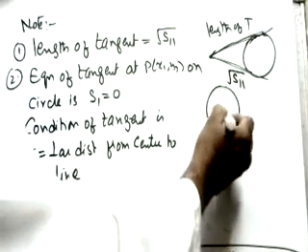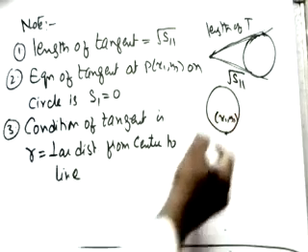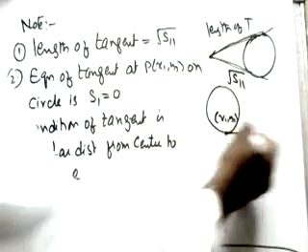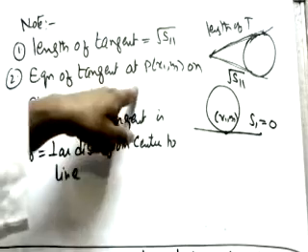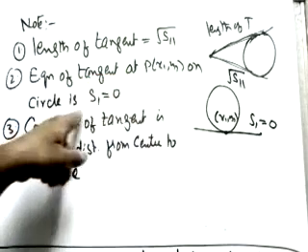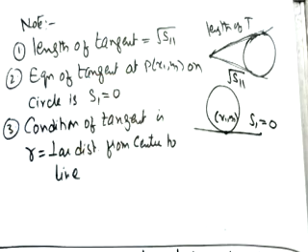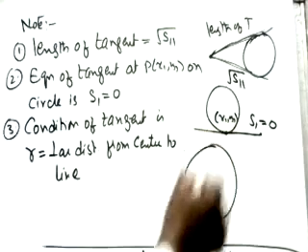Suppose we are having a circle and one point on the circle, (x1, y1). On this point, the tangent is given by S1 equals 0. Equation of tangent at a point (x1, y1) on the circle is S1 equals 0.